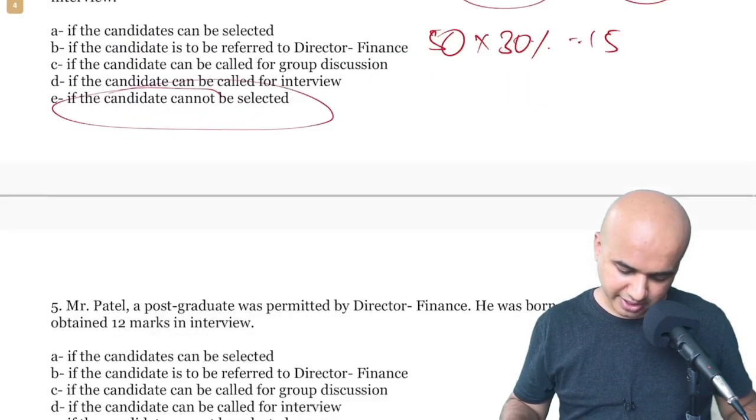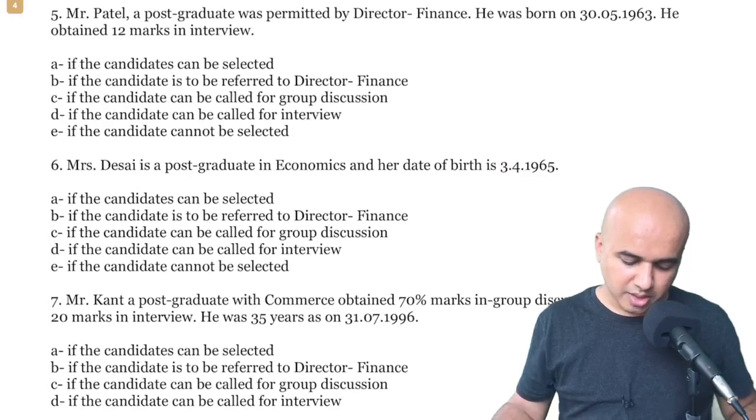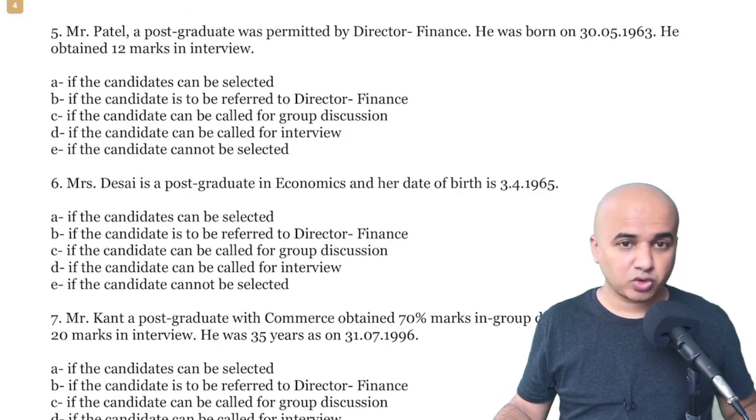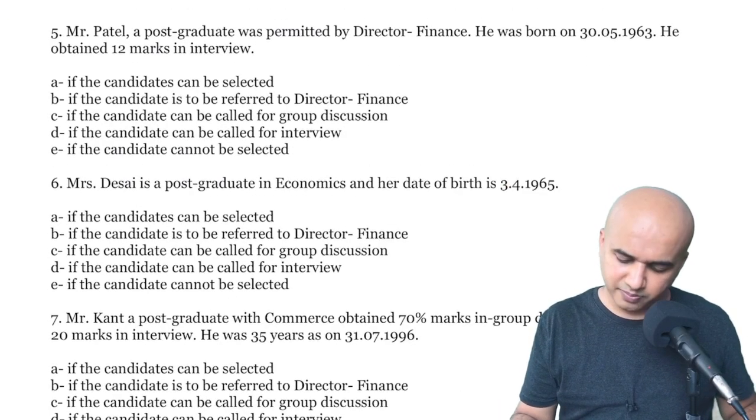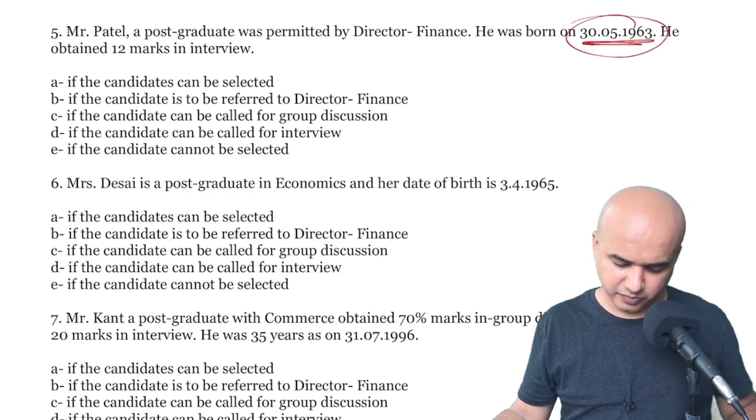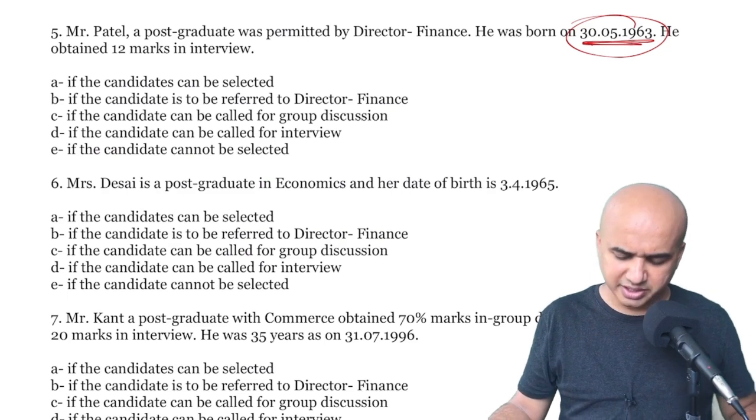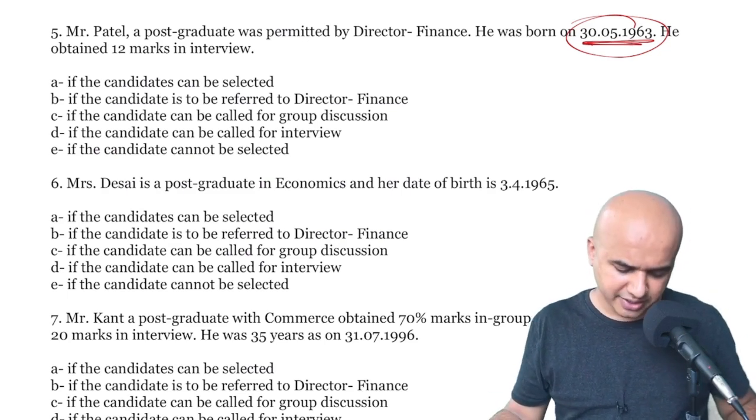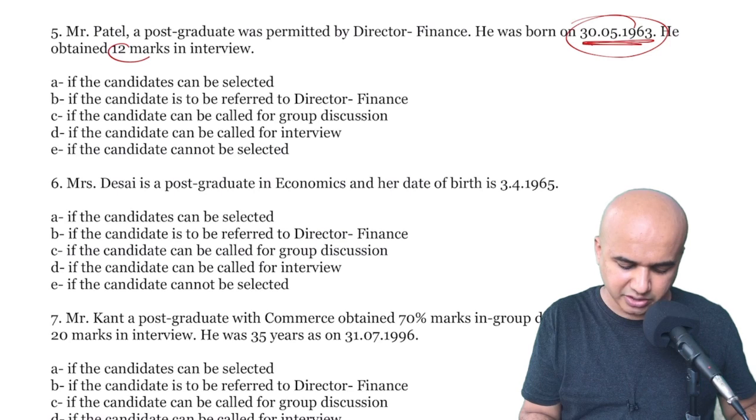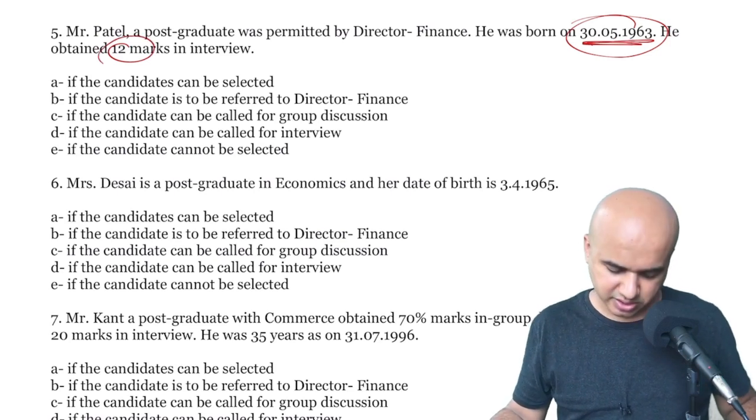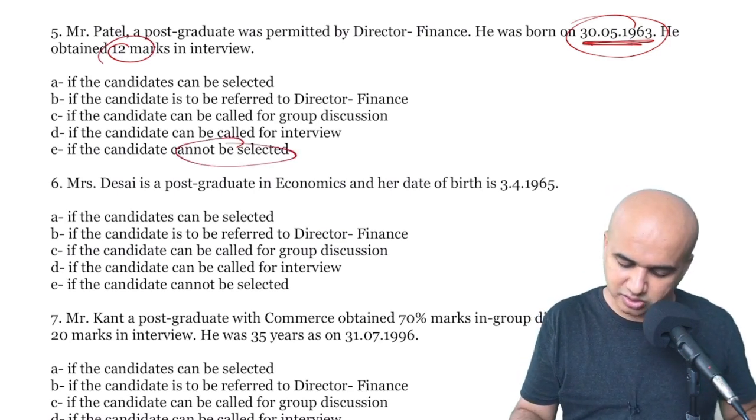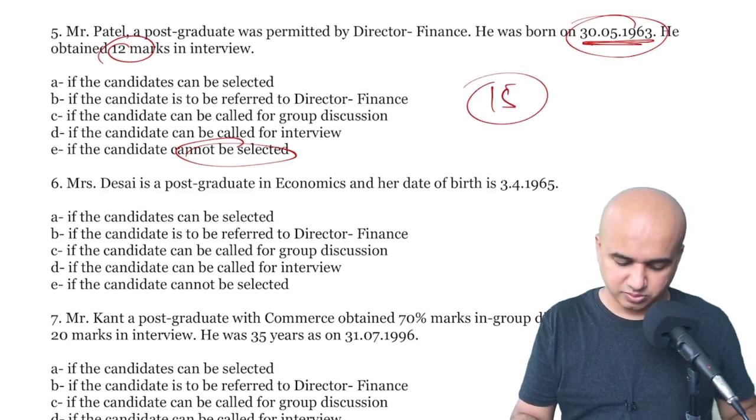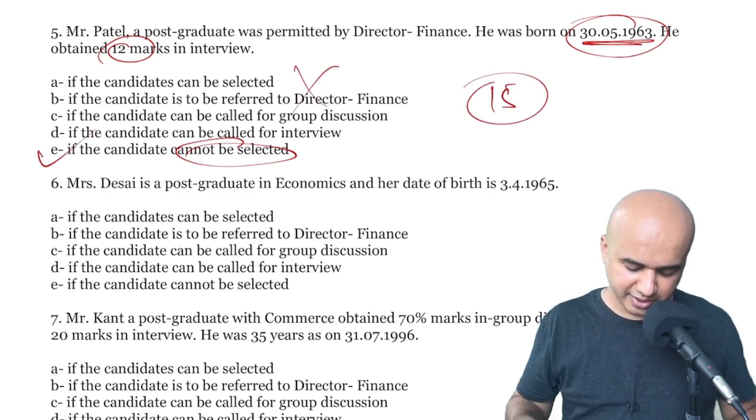Okay. Next. Mr. Patel, a postgraduate, was permitted by Director of Finance. Okay. He was born on 30/5/1963. Obviously has completed 30 years and less than 35. He obtained 12 marks in the interview. Again, he cannot be selected because the minimum is 15 marks. So option E is the right option here.